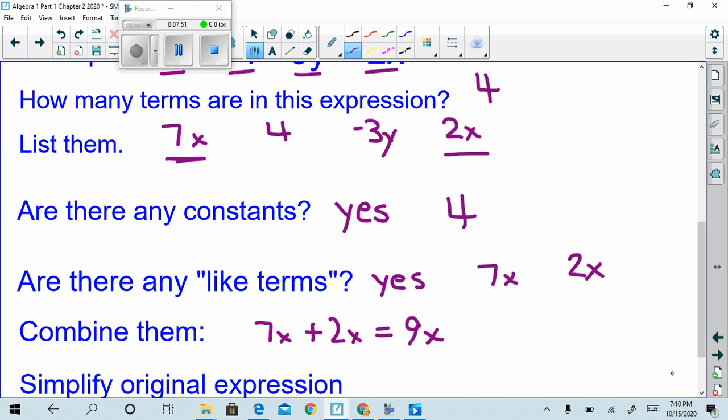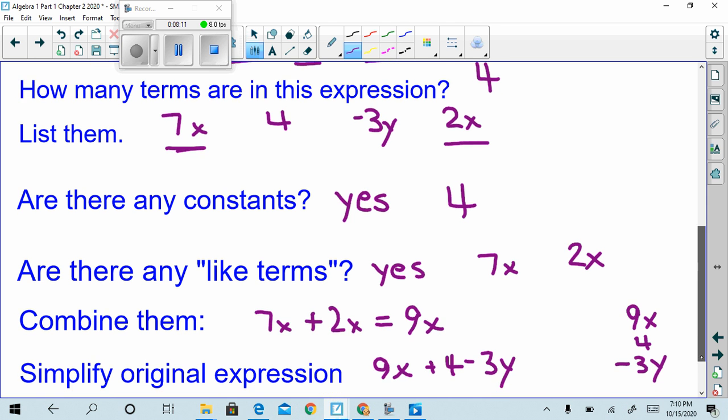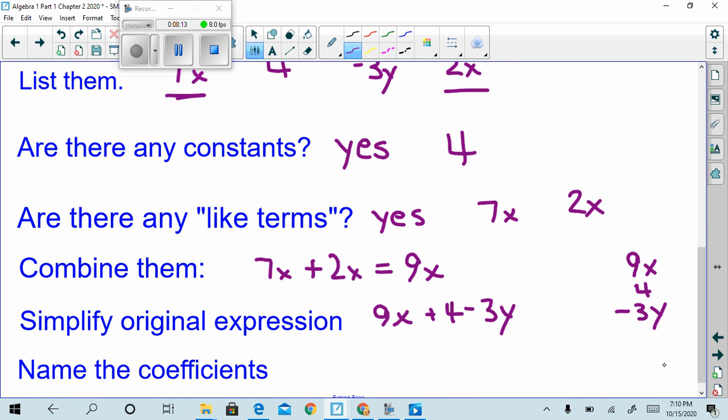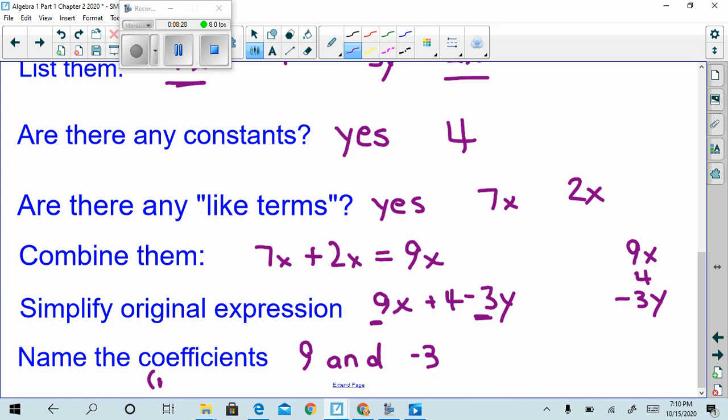So let's simplify that original expression. By combining the like terms, I have 9x plus 4 minus 3y. I have now created a 3-term expression. Those 3 terms are 9x and 4 and negative 3y. I believe there's one last question. That last question says, let's name the coefficients. Coefficients are numbers in front of variables. So I have 9 and I have a negative 3. Coefficient is just a number, not a variable. A number in front of the variable.